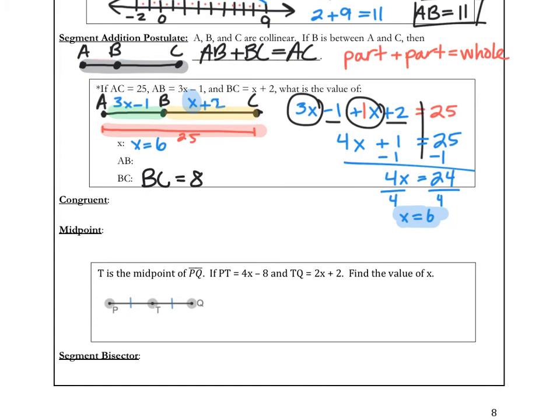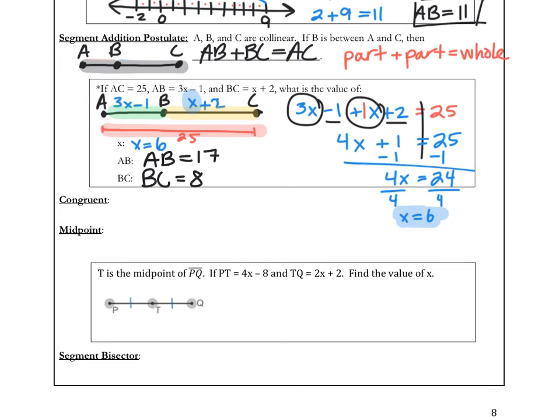And then you could also plug it in right here to the x spot where 3x minus 1 is, or we could just subtract. I know the whole thing is 25, so if I subtract 8, then I know that AB is 17. You can check your work. 17 plus 8 gives me the whole length, 25. Part plus part equals whole.